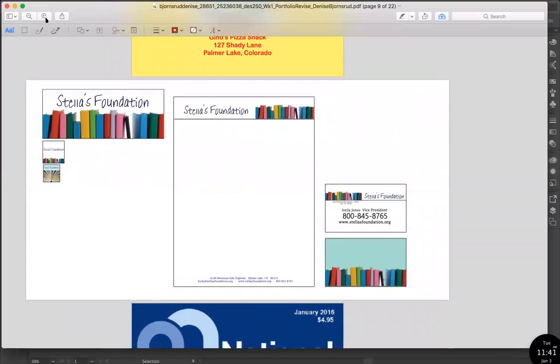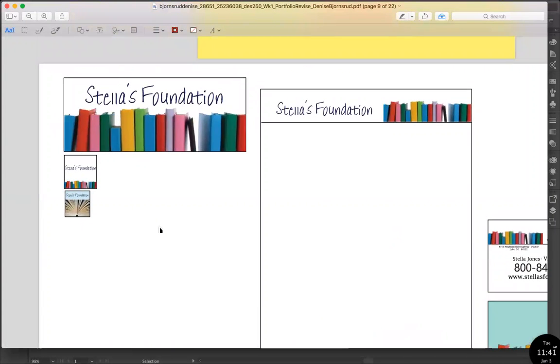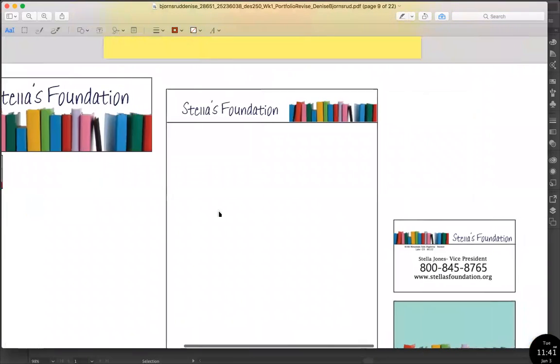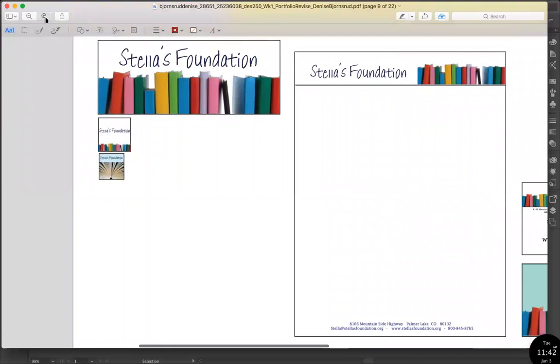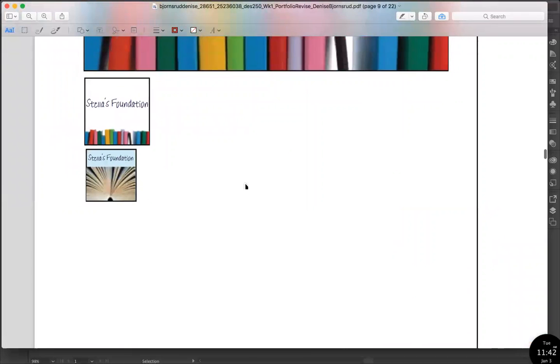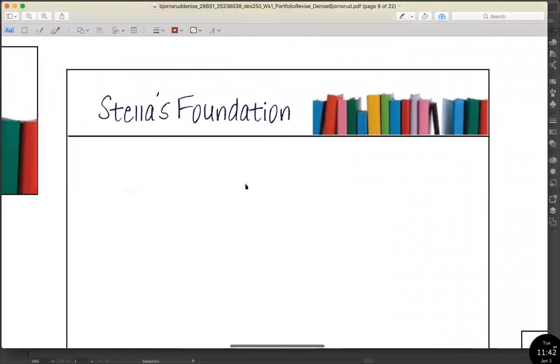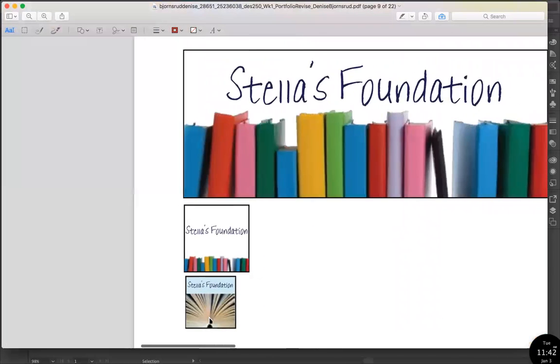Okay, so Stella's Foundation. I like this book photograph, nice and colorful. One thing that seems possibly just unnecessary here is this one, since it's not really clear how that is utilized. It's not showing up anywhere else. So I might just get rid of this one here. And also that's a fairly low resolution image there.